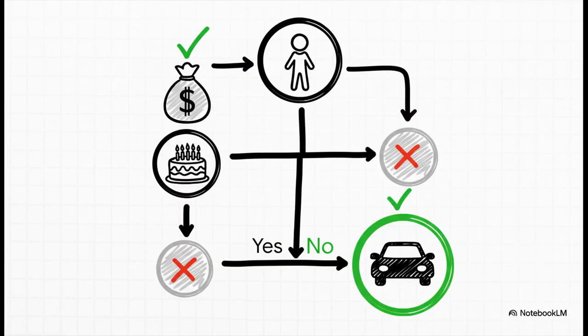Let's say we want to predict if someone's going to buy a car. The first question might be about income. If the answer is yes, we go down that branch. The next question might be about age. If the answer to that is no, we follow that path, and boom, we land on our prediction. This person is likely to buy a car. It's just a clear, logical path to an answer.